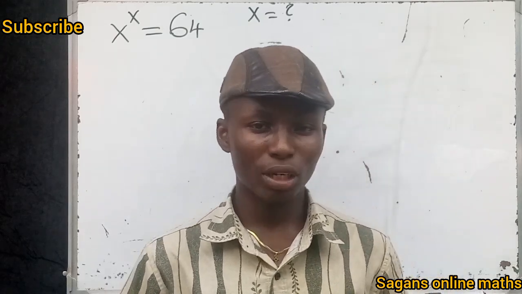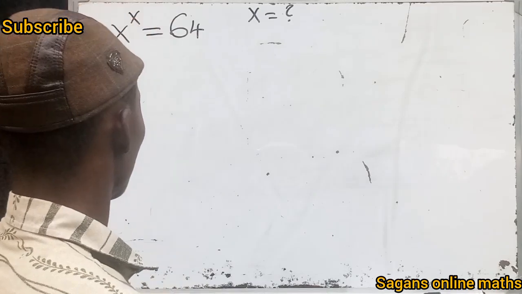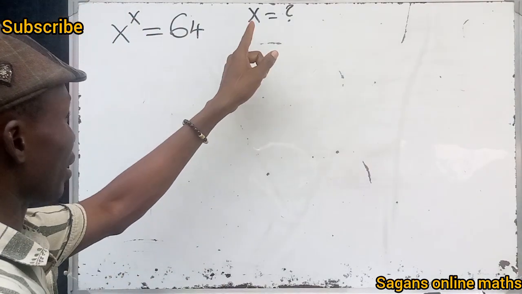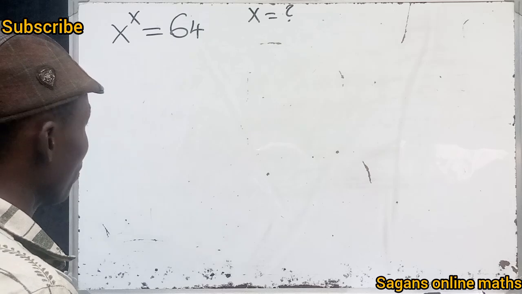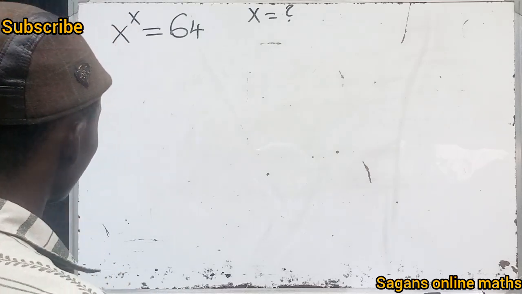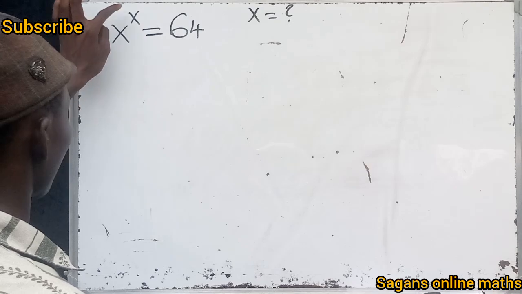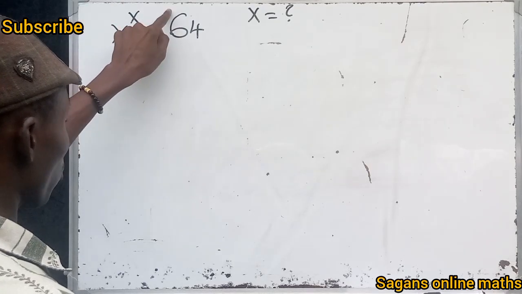Now let's solve this question together. Look at what you're given on the board. We're given that x to the power of x equals 64. We are asked to find the value of x. Now this problem is very simple and interesting. We know that there's nothing we can raise to the same number that will give us x to the power of x.